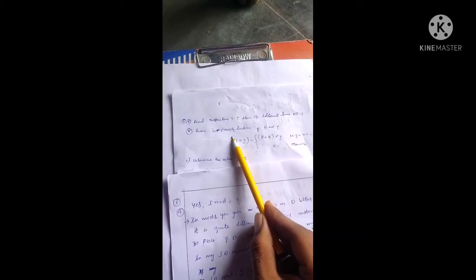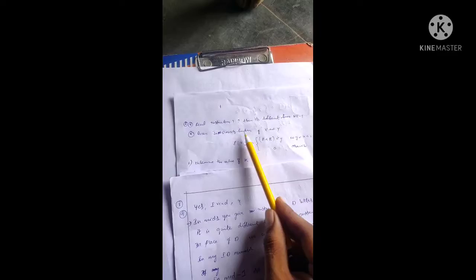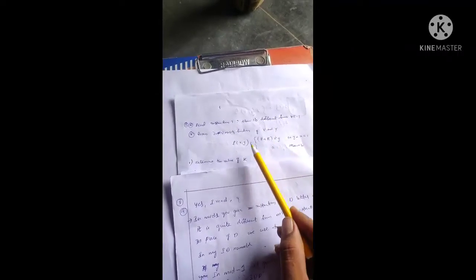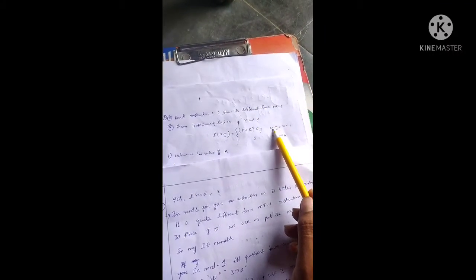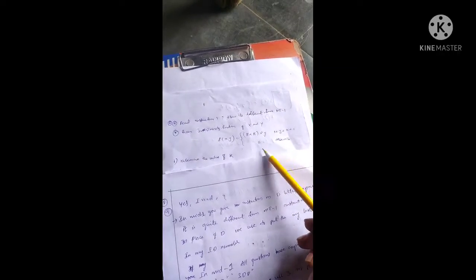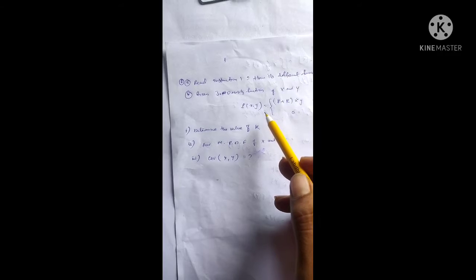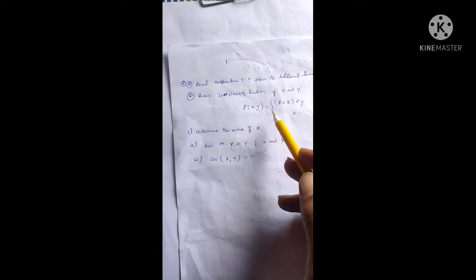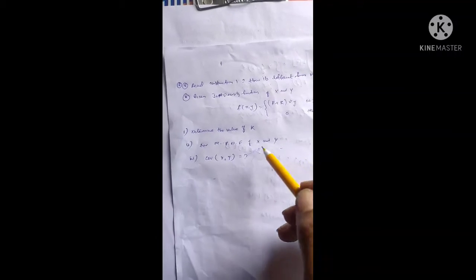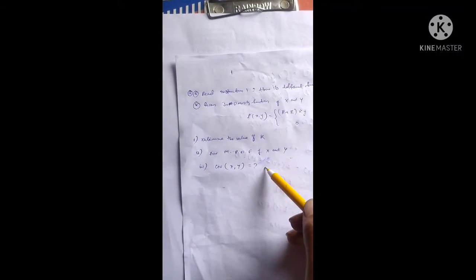Coming to the next question: given the joint density function of x and y, f of xy is equal to (r plus x) into x square y, with limits 0 less than y less than x less than 1, otherwise 0. In this, we have to find the value of k, the marginal probability density functions of x and y, and the covariance of x and y.